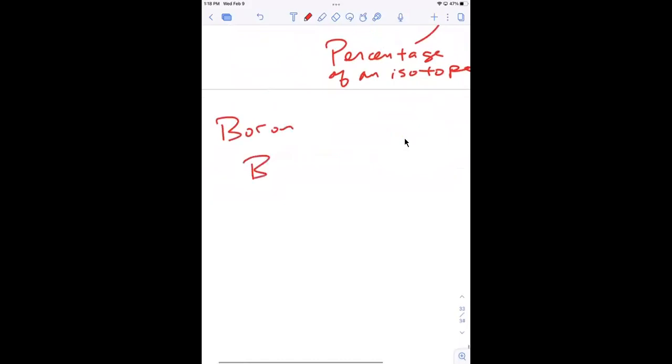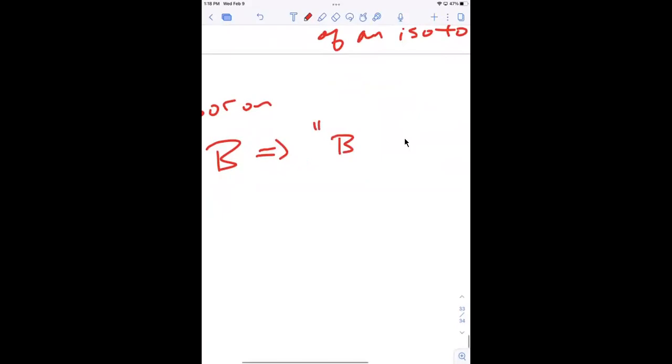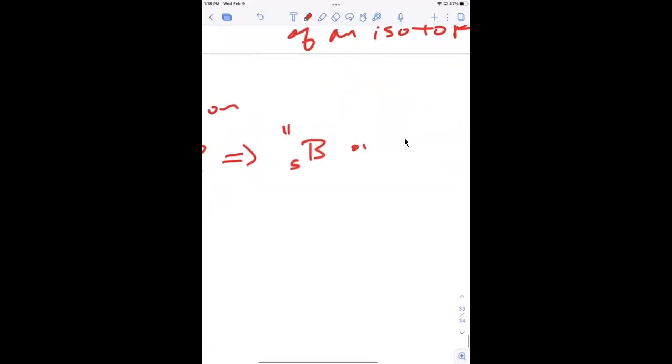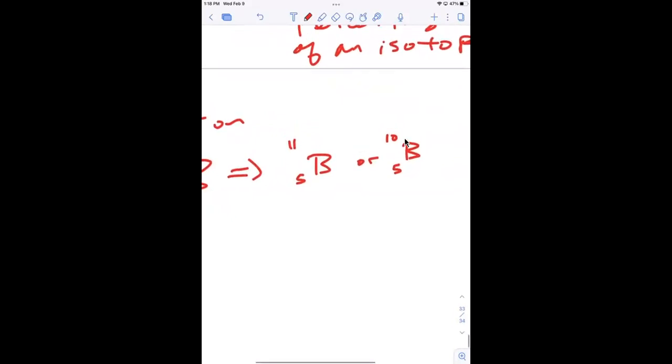So let's start out talking about one element we just looked at, which is boron, with a periodic table symbol of B. You can show this in isotope form as B11 with an atomic number of 5, or B10 with an atomic number of 5. Somebody tell me for B11, how many neutrons are in that isotope?